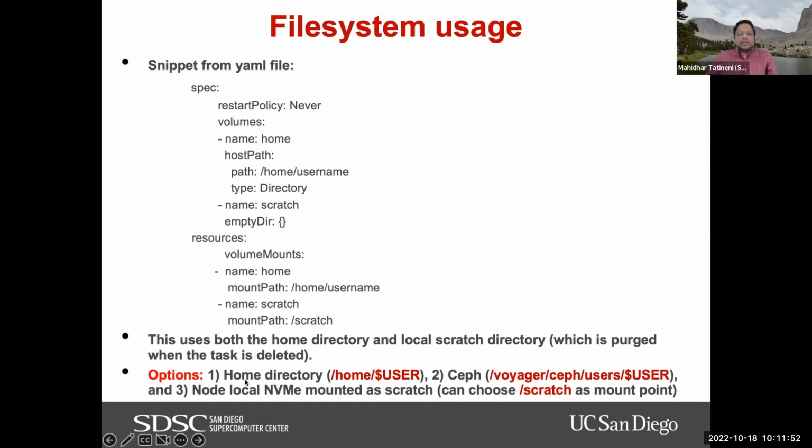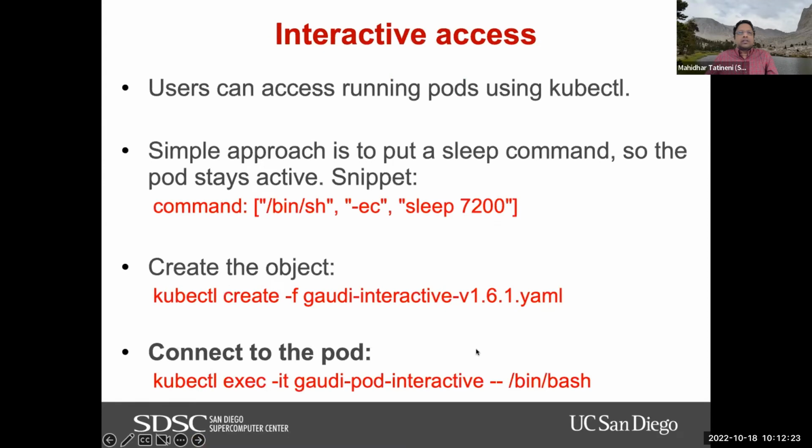Now you have three options, as I mentioned. You can get home directory using host path, Ceph using host path, and node local NVMe mounted as Scratch. This is the current setup. We will likely get Ceph block storage at some point, or mount Ceph in a different way into the container. All stuff that we are going to test. But right now, this is how we've set up. So it's quite simple in that sense.